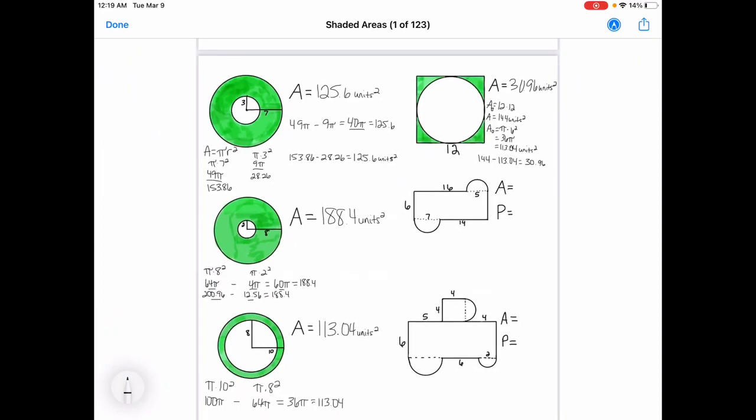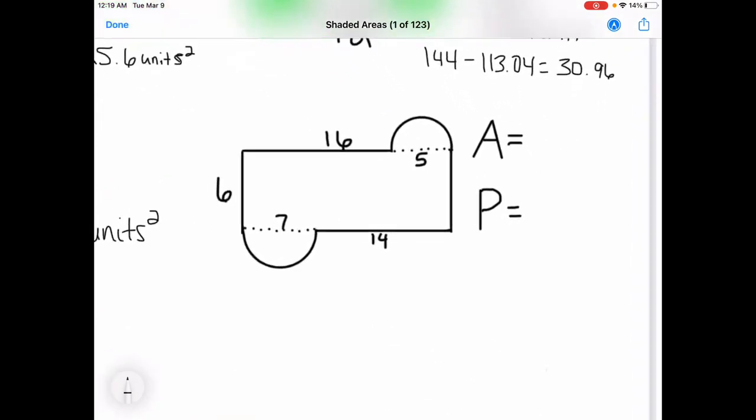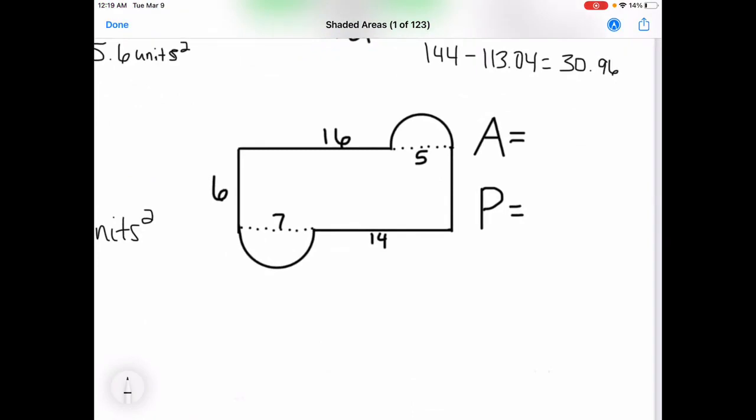Okay, now finding area and perimeter of composite shapes. So this is shapes that are made up of multiple shapes. So I see that I'm given certain dimensions. So to find an area, when I have composite shapes, I need to break those shapes down into shapes that I know how to find the area of. So for example, if I ignore my semicircles here on each side of the shape, then I know that I'm left with a rectangle.